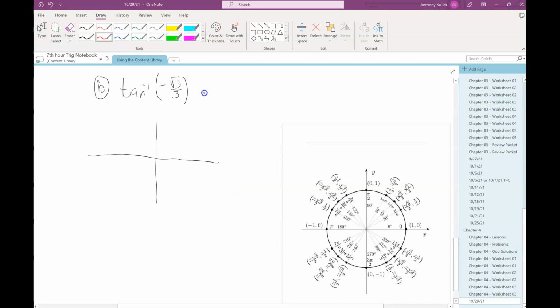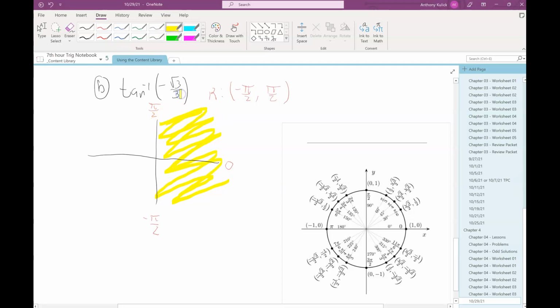The range for tangent inverse is negative pi over 2 to positive pi over 2. So negative pi over 2 is down here, and then we have 0, and then we have positive pi over 2 over here. So I'm looking for something in either quadrant 1 or quadrant 2. Or sorry, 4 or 1, right? Is that okay?